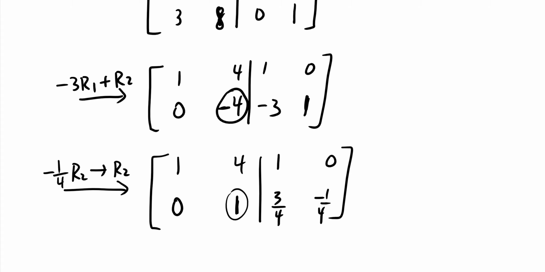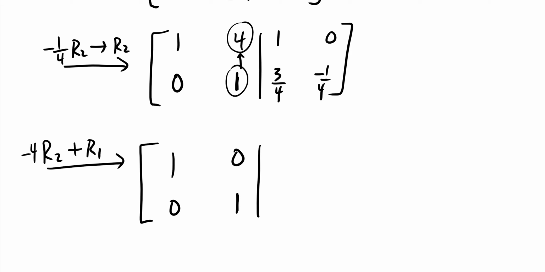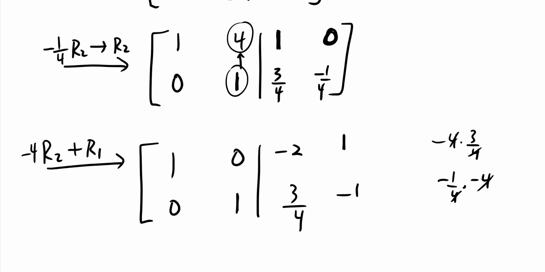So now I have a 1 there. I'm going to use this one to clean this up, make it 0. How do I get that? I multiply row 2 by negative 4 and add it to row 1. 1, 0 stays the same. Negative 4 by 1, negative 4. Added to that, that's a 0. So the 1 stays. Negative 4 times 3/4, that's a negative 3. Added to 1 is negative 2. Row 2 stays the same. Negative 4 by negative 1/4, that's a positive 1. Added to the 0 is 1. And this stays the same.